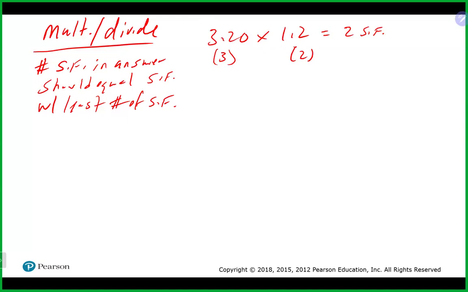The other category of calculations that we do is we could add or subtract.